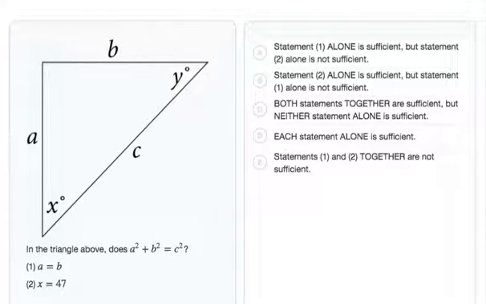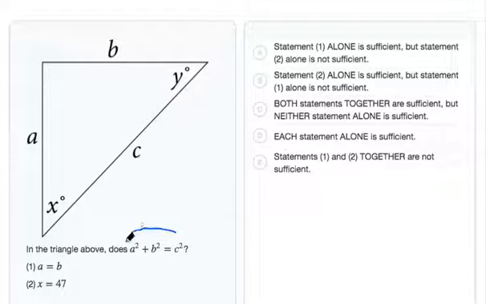A squared plus b squared equals c squared we can recognize as the Pythagorean theorem, which holds true only if this triangle is a right triangle. Now we're not told that this is specifically 90 degrees, otherwise we'd have a little square here. It may look it, but that's a little bit deceiving.